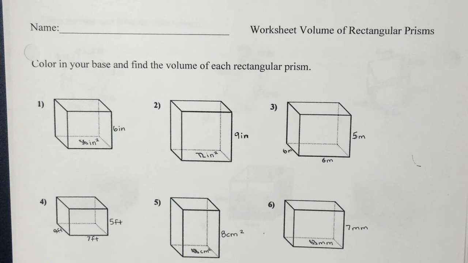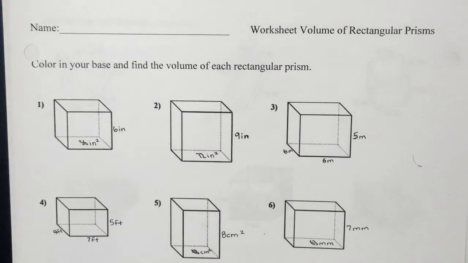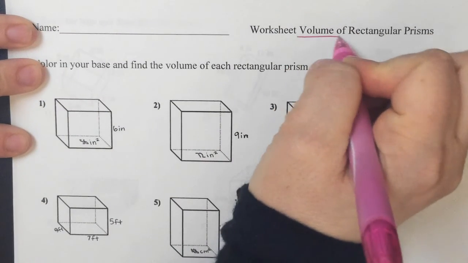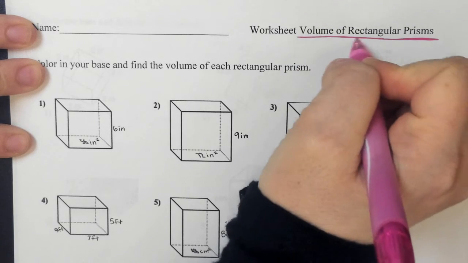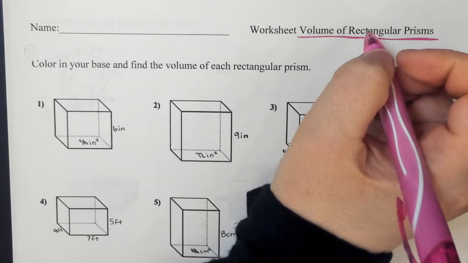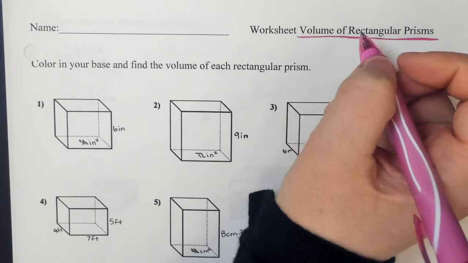So today we're still talking about the volume of rectangular prisms. Yesterday we introduced this and we used a formula all day. Does anyone remember the formula from yesterday for volume that we used?